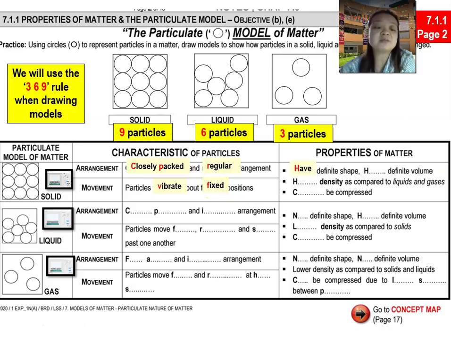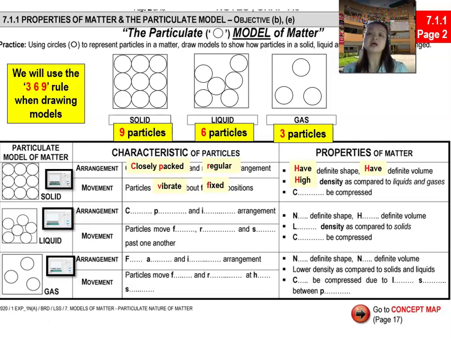Because of that, we say that solid has a definite shape and a definite volume. They have a very high density. That is why when you drop an iron ball into water, it sinks. It has the highest density amongst your solid, liquid, and gases. Later on in the second part of the lecture, when we talk about expansion and contraction, I'll talk about why density is a related concept in this lecture.